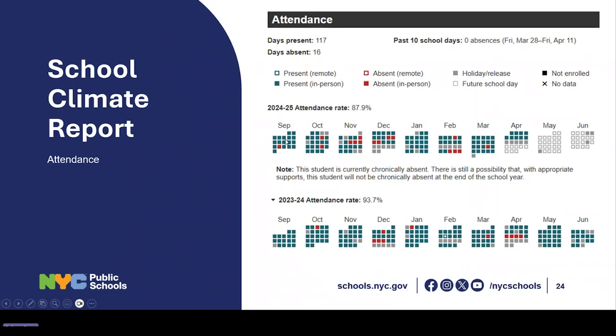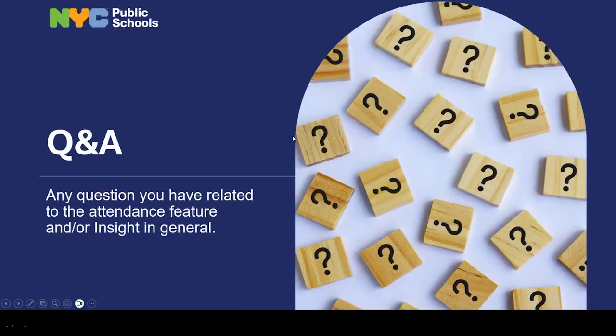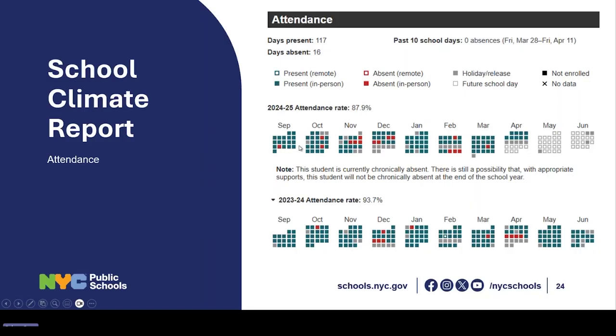A filled-in teal box means that the student was present for an in-person day. A red box means that the student has been absent on the in-person day. If your student has a remote day in their attendance, it will show up as the reflected outline box. I do want to note that there will be a note below the calendar if a student is chronically absent for the year or is currently chronically absent but has the possibility to not be chronically absent by the end of the school year.